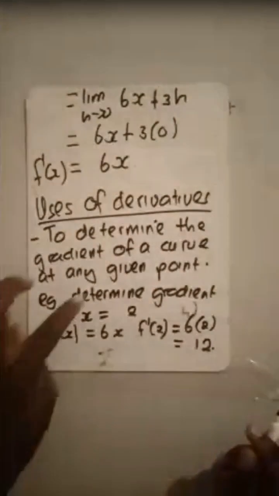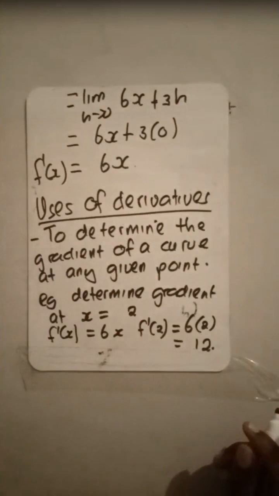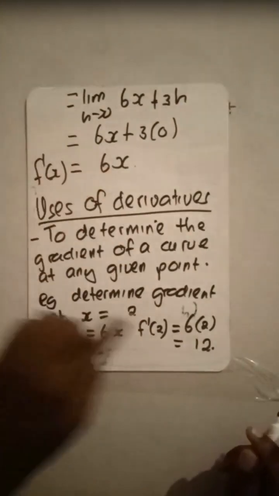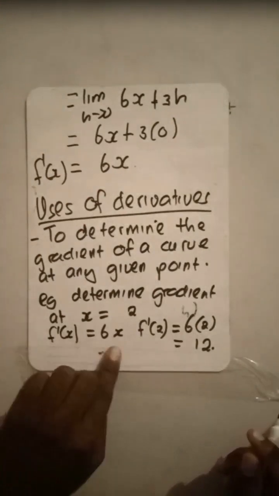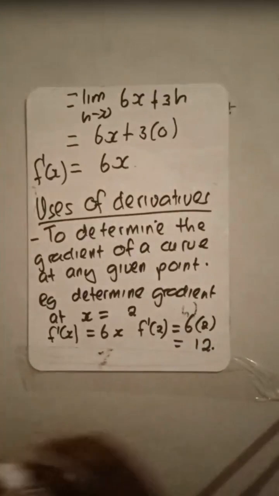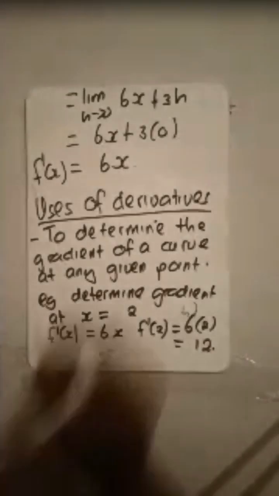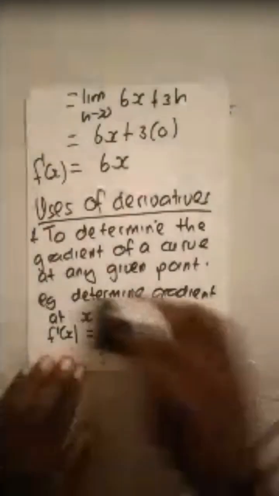For example, determine the gradient of the curve that we are talking about, 3x squared, at x equal to 2. Then what do we do? We know the gradient function, so where there is x, we substitute by 2. Right? Then I'm going to rub this one out. That was number 1.